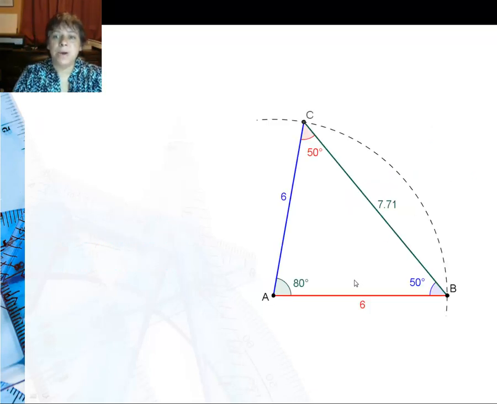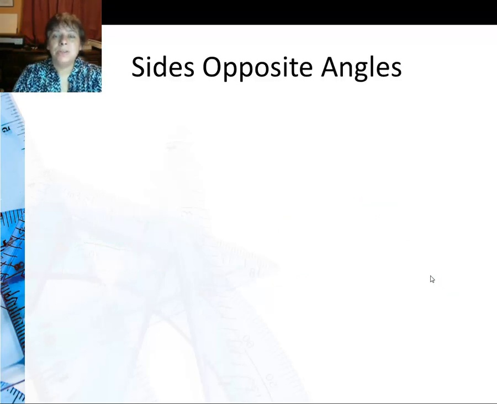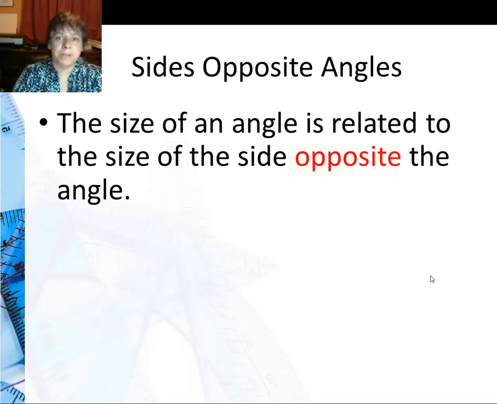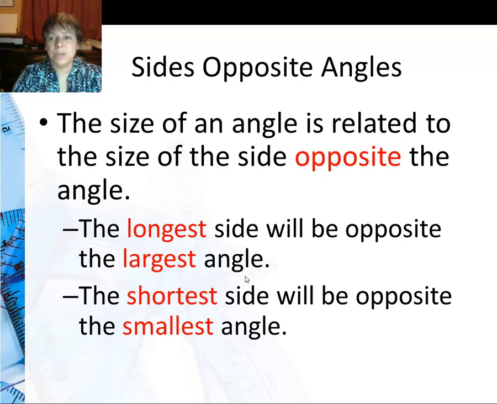Then we went ahead and opened it up where we have the angle being more than 60 degrees. So when this angle is the largest angle, what is true about the side opposite? Well, it's actually the largest side, which leads us to the relationship of sides opposite angles. The size of an angle is related to the size of the side opposite it. The longest side will always be opposite the largest angle, and the shortest side will be opposite the smallest angle.